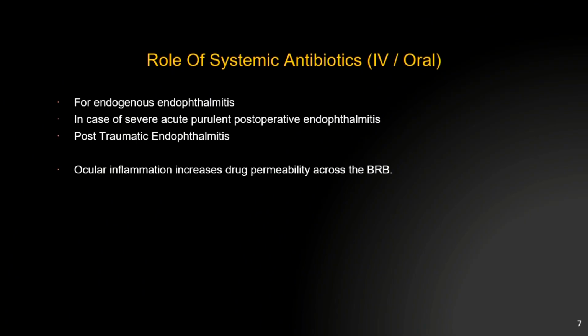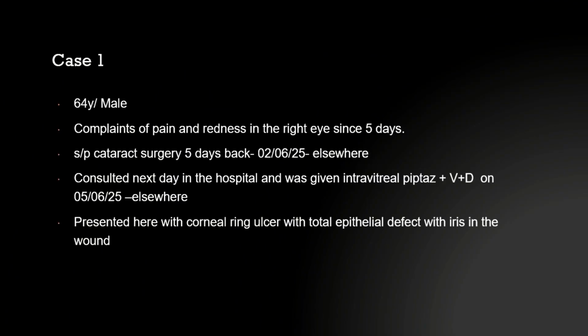What is the role of systemic antimicrobials, intravenous or oral? Especially in cases of endogenous endophthalmitis, usually of fungal etiology, it should be started empirically. In case of severe acute purulent postoperative endophthalmitis also, it should be started irrespective of the isolation of the organism. In post-traumatic endophthalmitis also, it is advocated by some groups and some studies. And ocular inflammation, as I said, increases the drug permeability across the blood-retinal barrier. So I'll hand it over to Dr.